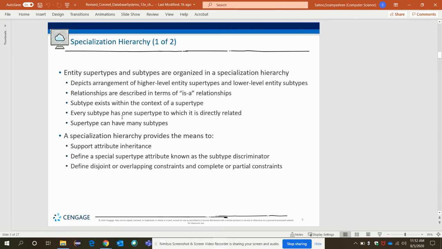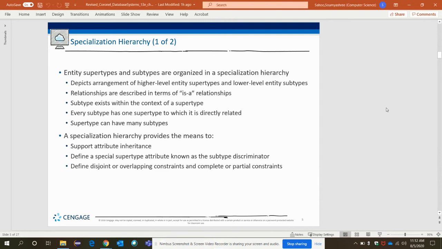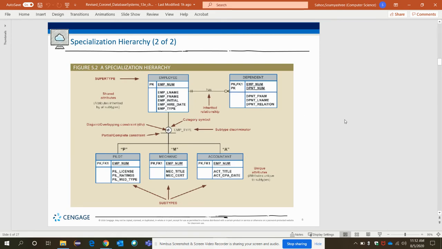Now here comes the specialization hierarchy. The specialization hierarchy is in between the entity supertypes and subtypes, and all of the supertypes and subtypes are organized in a specialization hierarchy. So what is that specialization hierarchy? We are going to explore this in the next slide through a picture. Figure 5.2 depicts the specialization hierarchy between the employee entity, the dependent entity, and the different types of employees such as pilot, mechanic, and accountant.